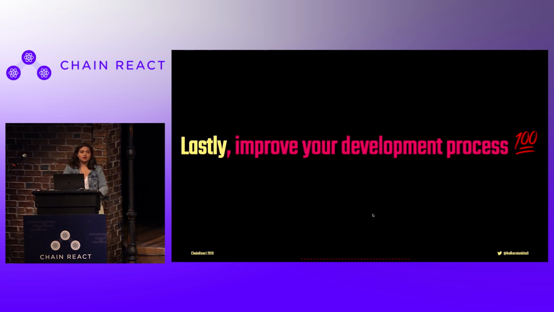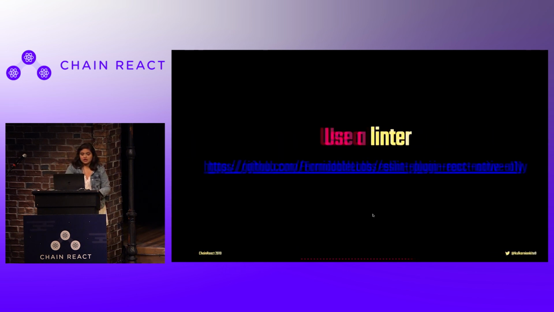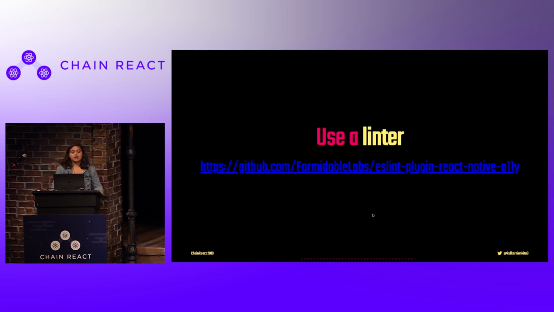And lastly, improve your development process. There is a linter from Formidable Labs. It's an ESLint plugin for React Native specifically. It will tell you which elements need accessibility properties. You can also add your custom rules to it. When you add common components, just create a new rule that says these are the elements, this is the specific rule, and this is the specific property you want them to prompt you for. It really helps a lot. I've used it on a few projects already, and it's great.